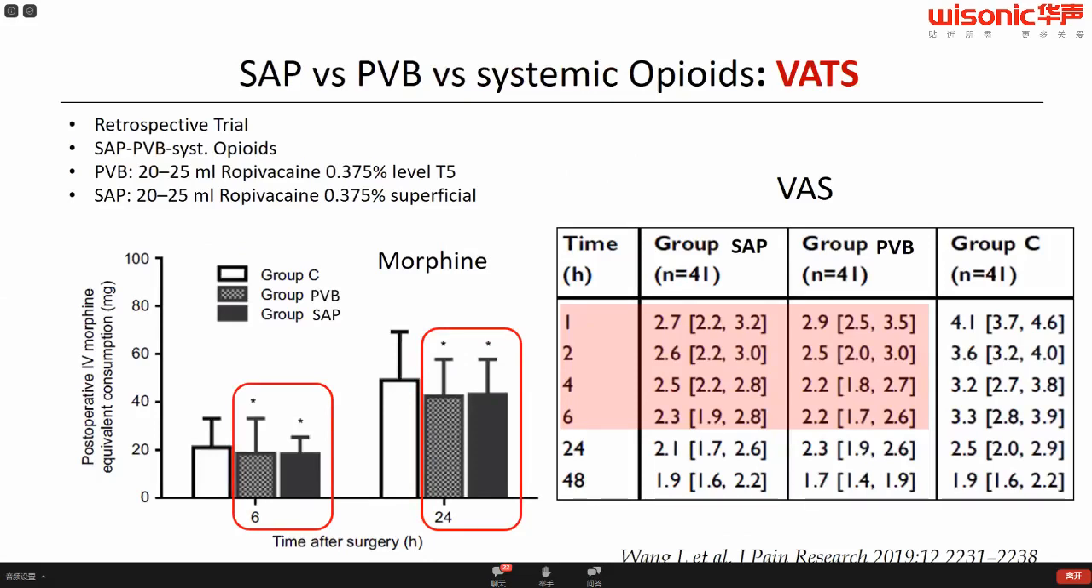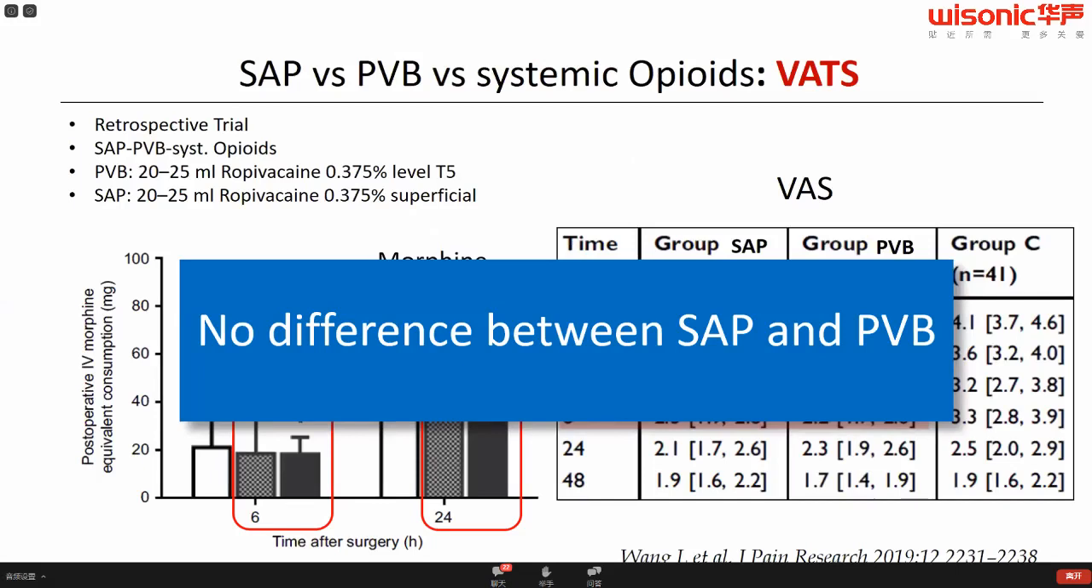Comparing the SAP block with the paravertebral block versus systemic opioids for video-assisted thoracoscopic surgery, you can demonstrate that the paravertebral block and serratus block are equivalent regarding morphine consumption and that both blocks are better in pain scores compared to IV opioids. So there was no difference in this study between the paravertebral block and the serratus.